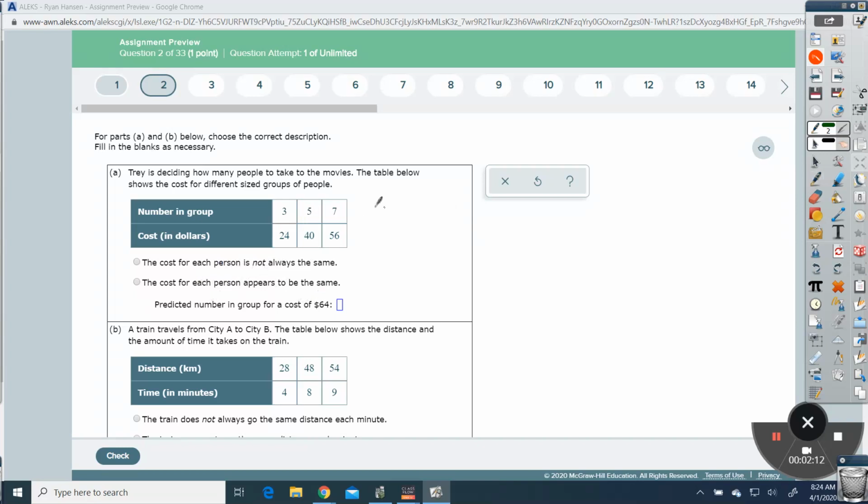So let's just do this. Let's put the dollars on top. 24 divided by 3 is 8. 40 divided by 5 is also 8. 56 divided by 7 is also 8. So it appears to be the same. So I click on the thing. The cost for each person appears to be the same. And if it is $64, $64 divided by 8 is 8.